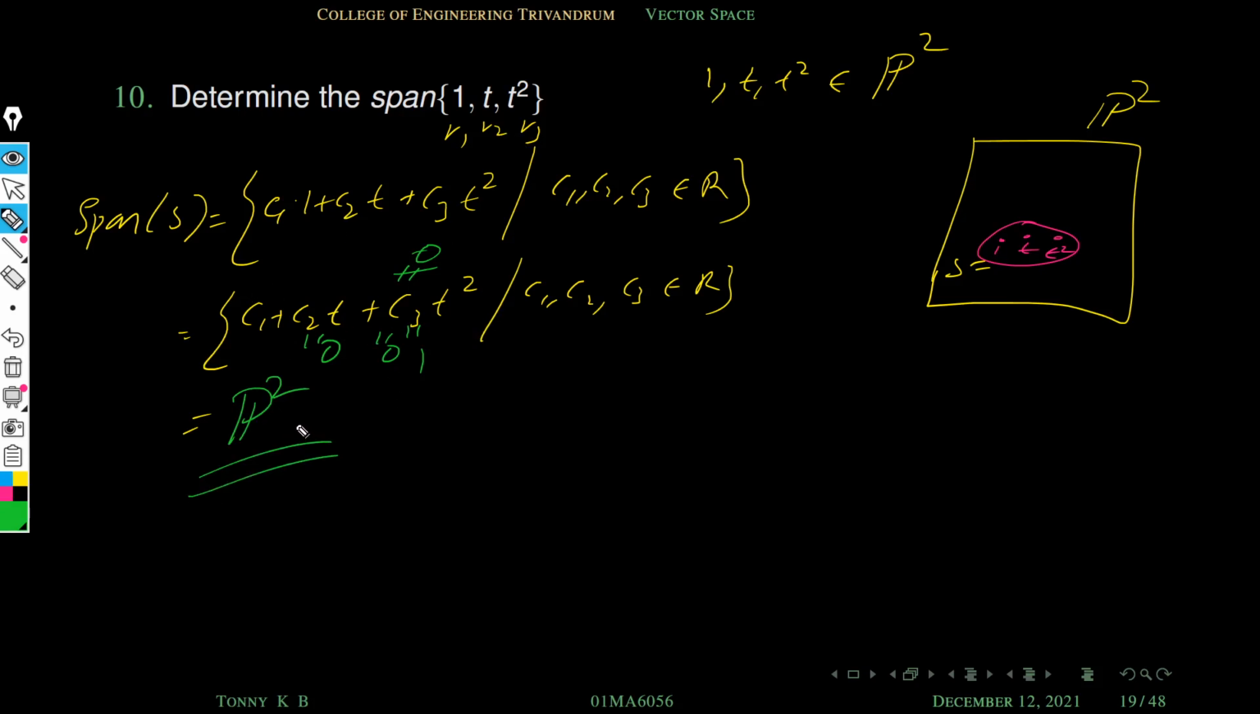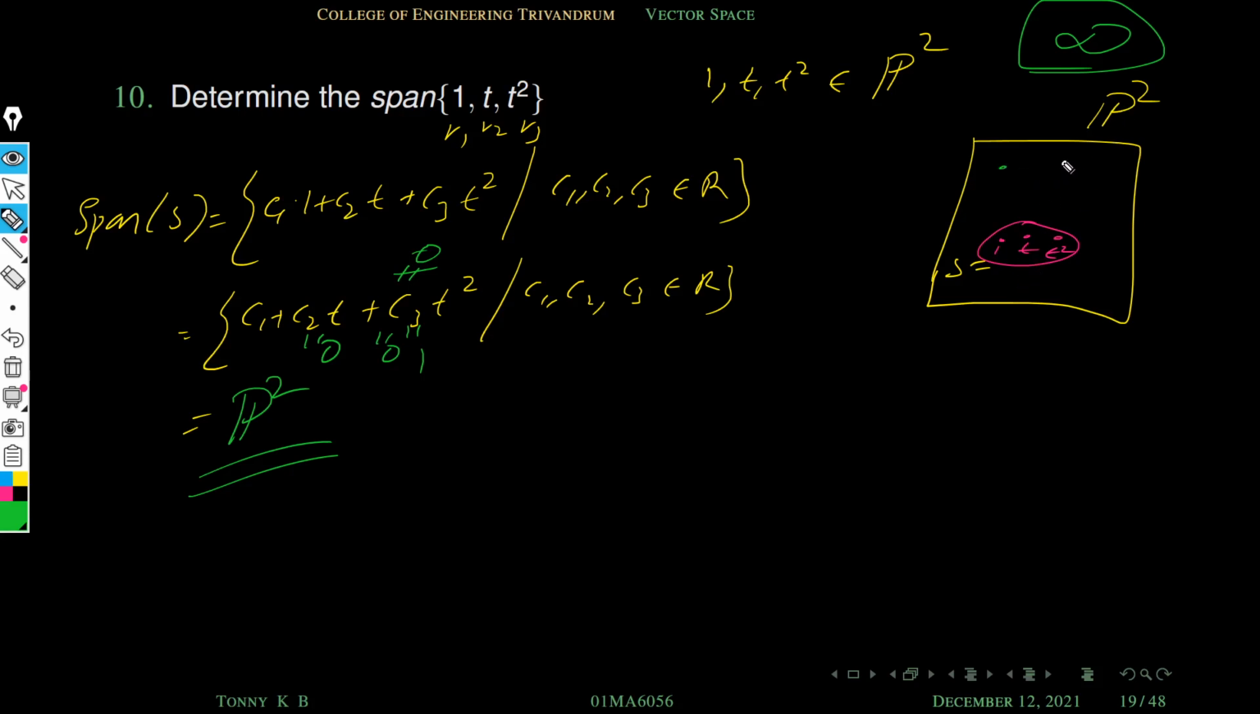This is a very nice idea, because P2 contains infinitely many elements, right? This P2 contains infinitely many elements. But we can generate the same P2 using a three-element set. It's a very nice idea. Good idea. So that means we can represent this P2 using these three elements, right?